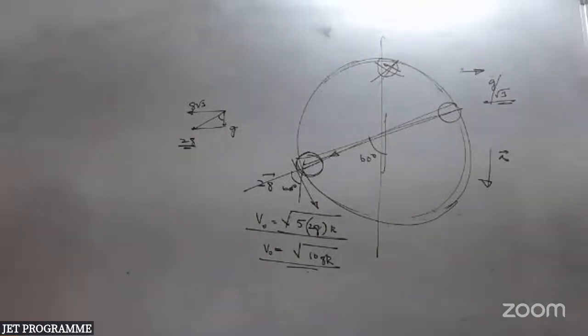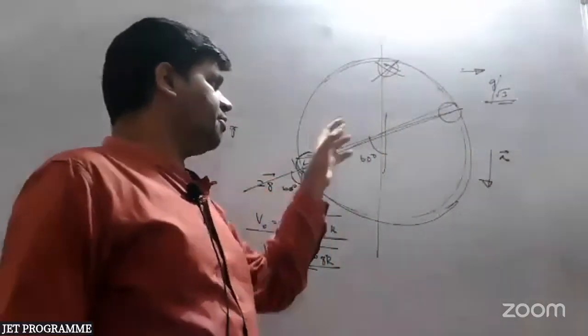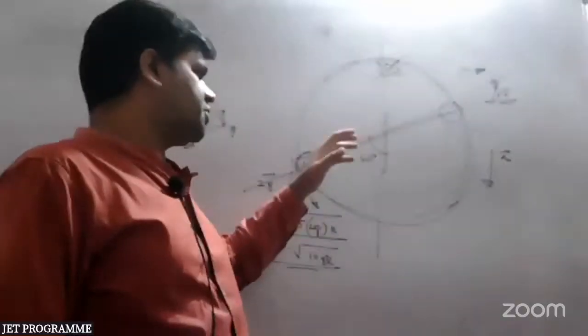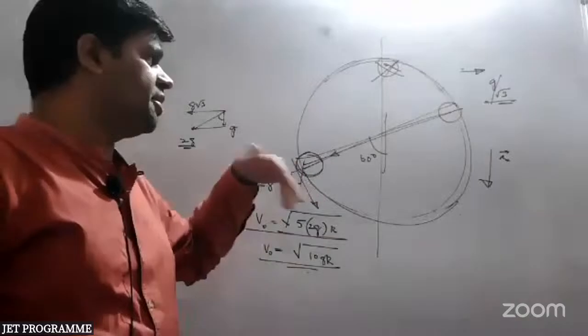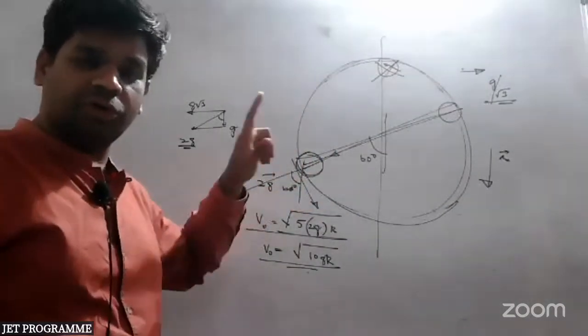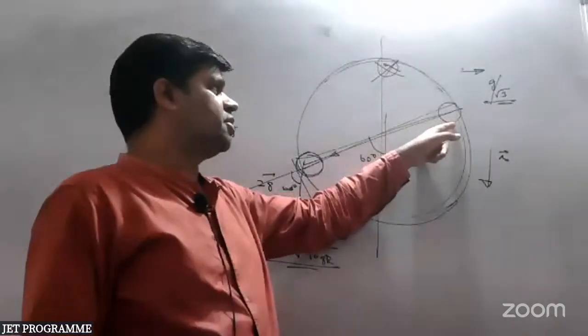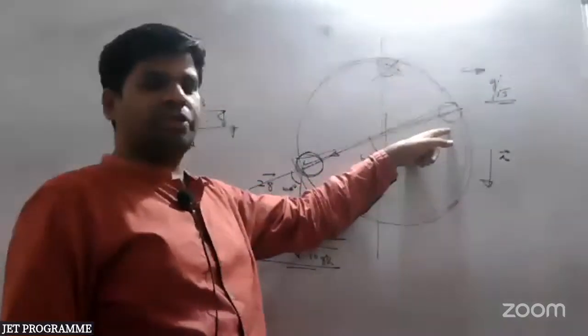Sir, can you repeat the question? First question is g by root 3. Find out the angle of effective acceleration. It's 30 degrees, sir. Yeah, that's right, 30 degrees. Great. Next, find out the speed with which it should be projected at the bottommost point for it to loop the loop. For it to loop the loop, it should cross this point, not this point. This becomes my topmost point now.